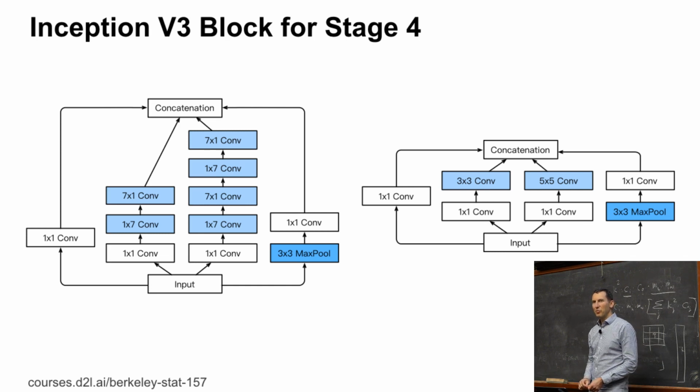Question: why do I need to combine a 1x7 with a 7x1 convolution? Why can't I just get away with it and say, well, hey, I have a 1x7 convolution, that's it? Why do I need both? Yes? Maybe one of them looks like vertical connection, one looks horizontal. Correct. That's exactly what's going on.